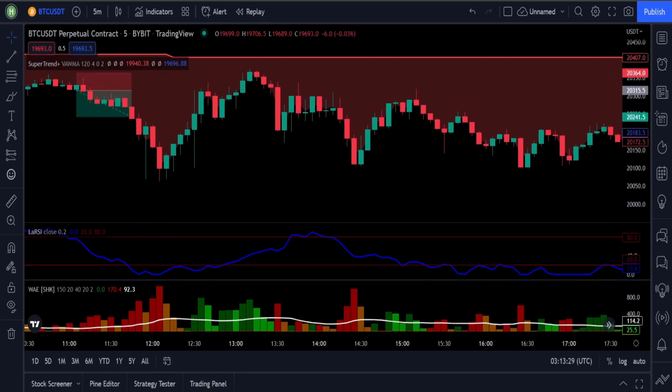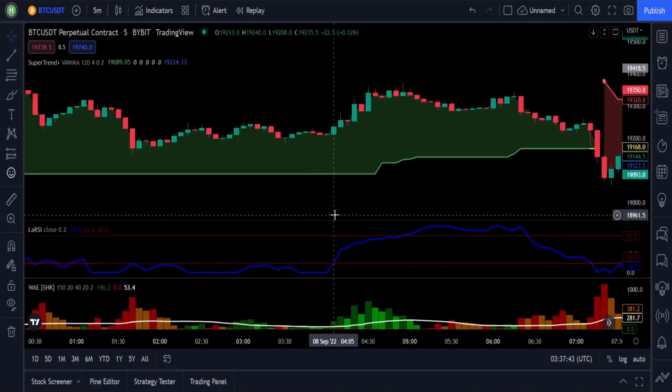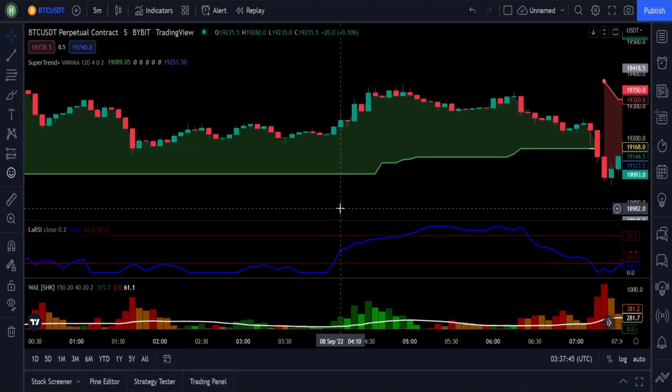By the way, traders, this is not a regular super trend. As we can see, sometimes the line can become yellow and this indicates a range in the market. So make sure you do not take any trades during this time. Let's take a look at one more example for both short and long trade.